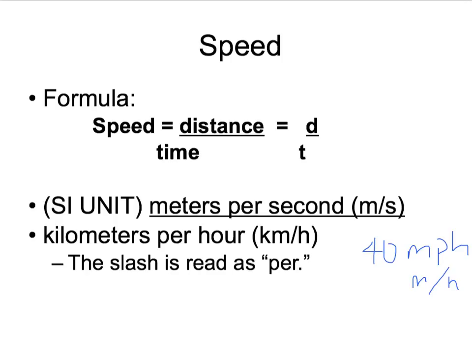In the metric system, we use meters and seconds to make things even more simple. And please remember, we don't use miles. We usually convert things to kilometers if we're dealing with long distances, such as traveling from one city to another. Remember that the slash we see there is read as the word per.